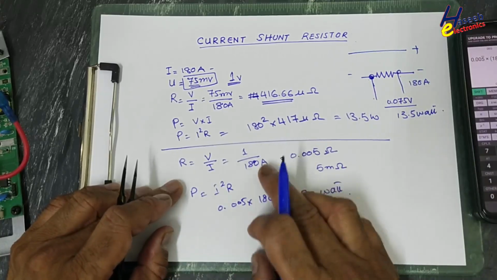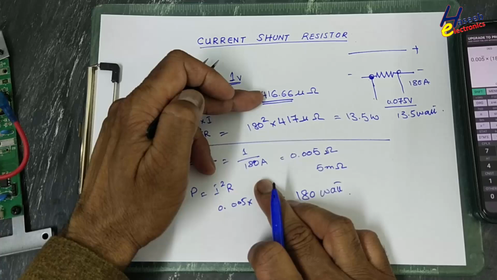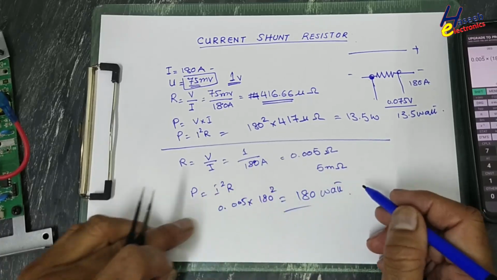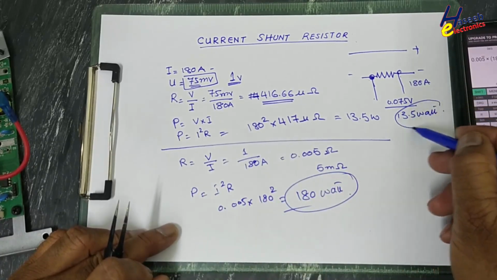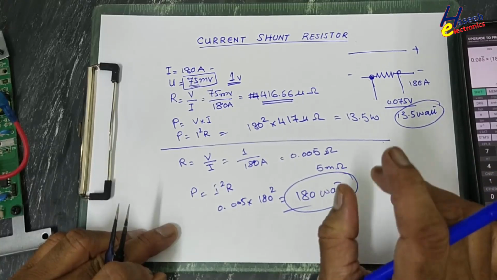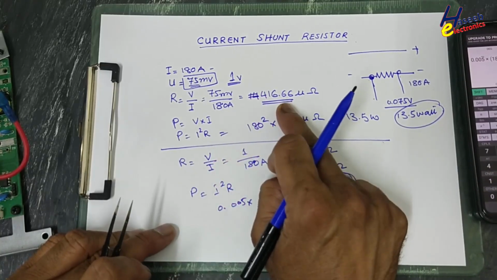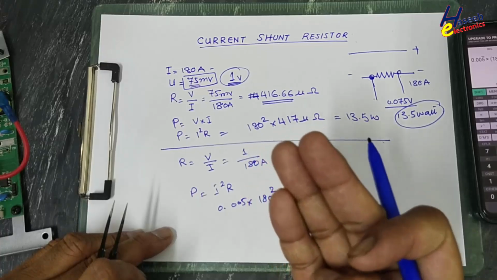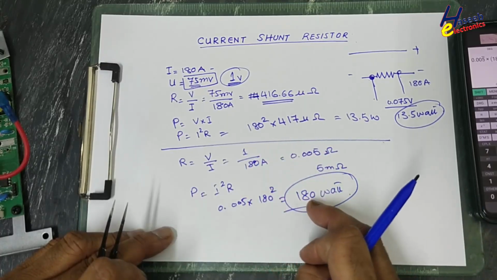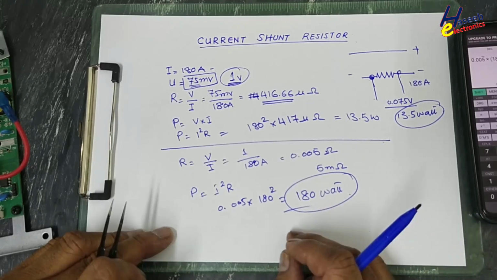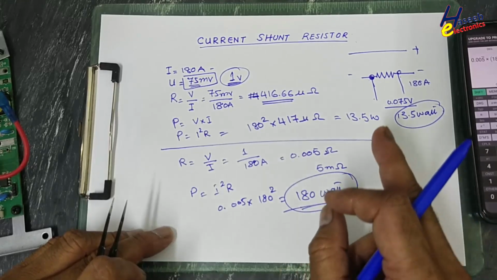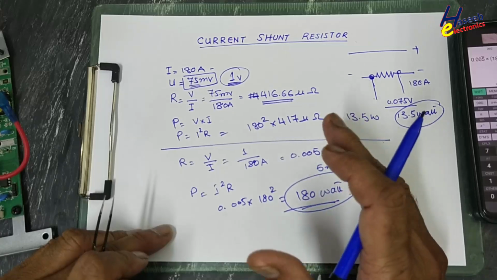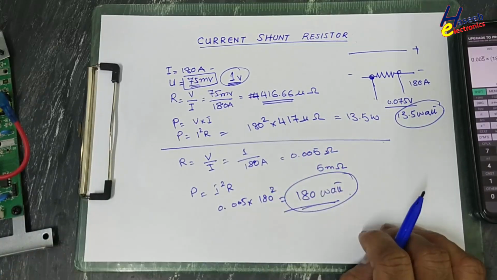Just by changing this resistance from 416 microohms to 5 milliohm, this is the difference. If we use a 5 milliohm resistor instead of 416 microohm to take a 1 volt drop, a slight increase in the resistance will cause a huge increase in power dissipation. So that is the reason in high current DC circuits, the lowest possible value of resistance is used to measure the current.